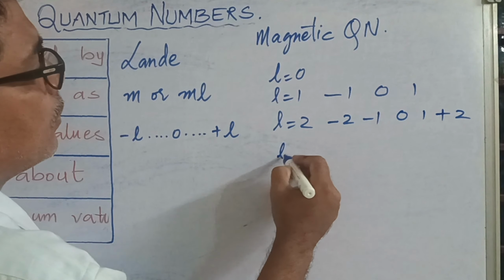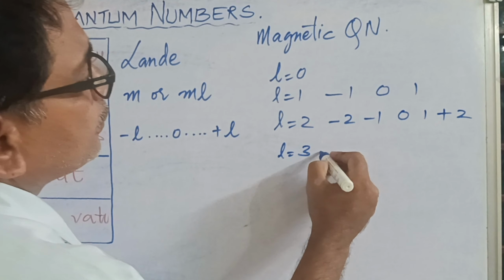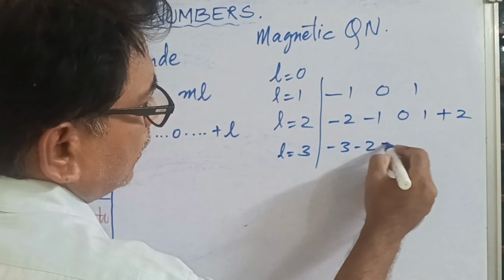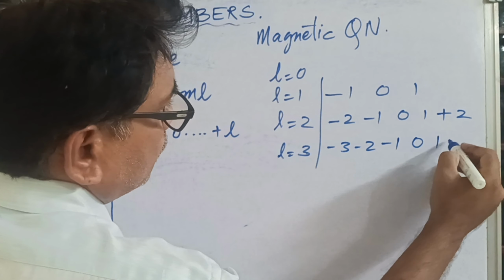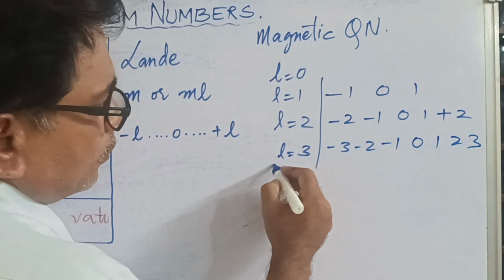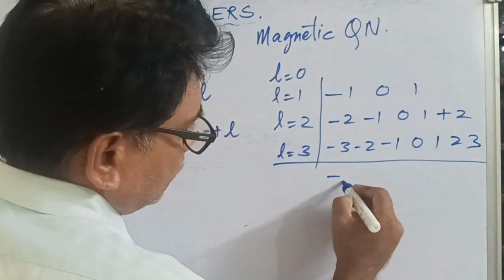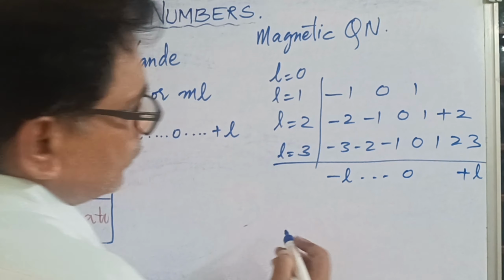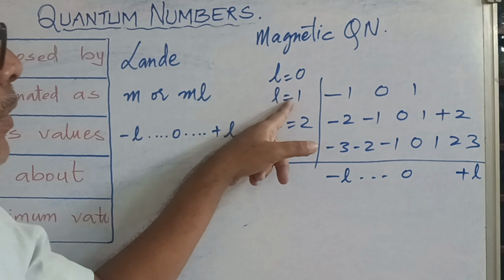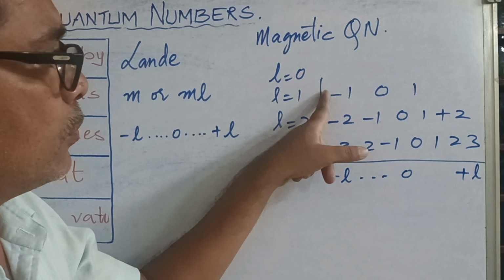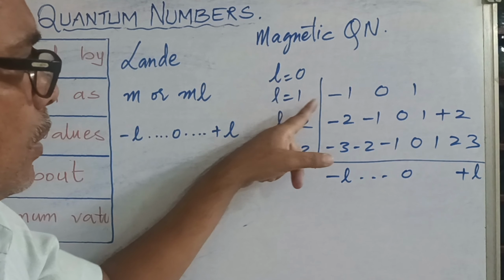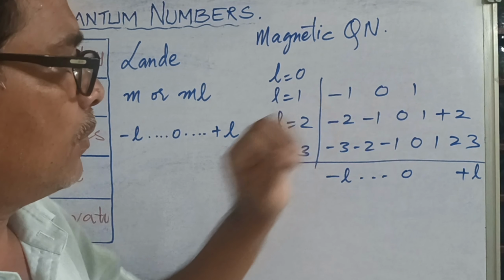Now if L is equal to 3, then you start with the minus value: minus 3, minus 2, minus 1, 0, 1, 2, 3. So this is what it means. Your value starts with minus L and ends up with plus L. So if L is equal to 1, your value should start from minus 1, as it is told minus L, and L is 1, so minus 1, 0, 1.